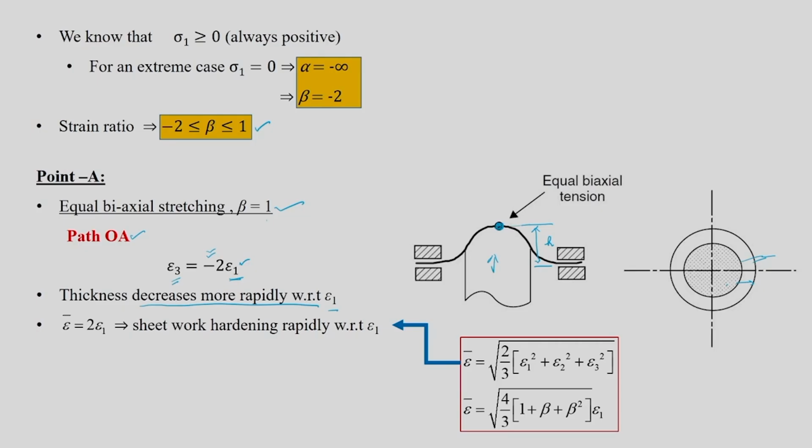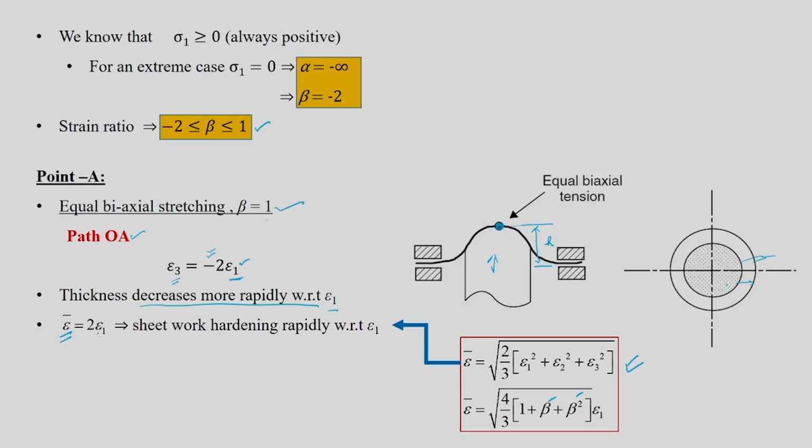And there is one more important feature that we need to understand: epsilon bar is equal to 2 times epsilon 1. How do you get epsilon bar, which is nothing but your effective strain, by using the von Mises equation? We already derived this equation in the last section, and you can put beta is equal to 1 here. So, this is going to be 1 1. So, 3 will be cancelled, and it will be 2 into epsilon 1. So, epsilon bar will be equal to 2 into epsilon 1.